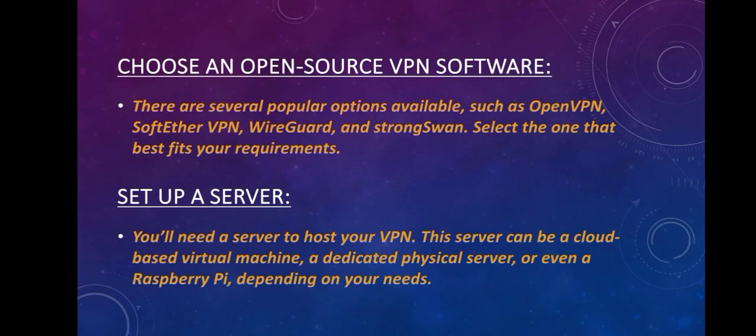First, choose an open source VPN software. There are several popular options available, such as OpenVPN, SoftEther VPN, WireGuard, and strongSwan. Select the one that best fits your requirements.